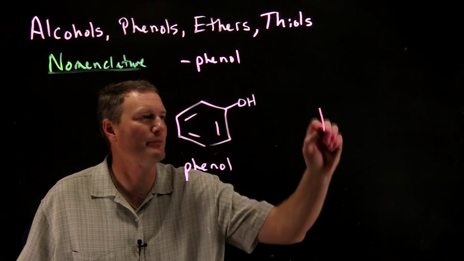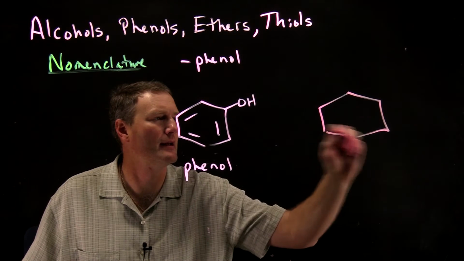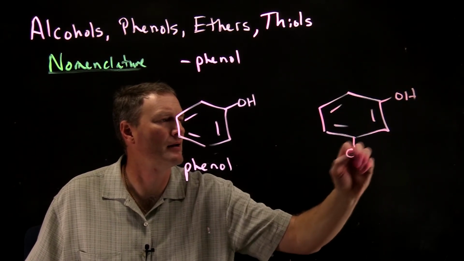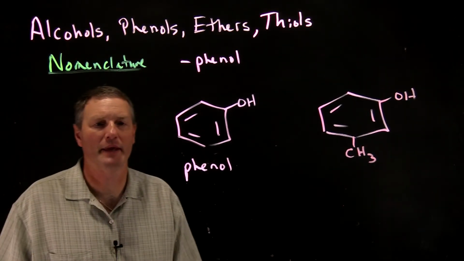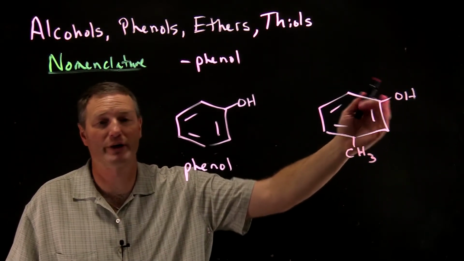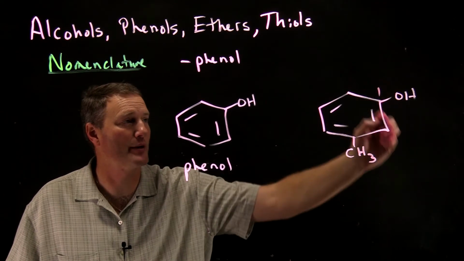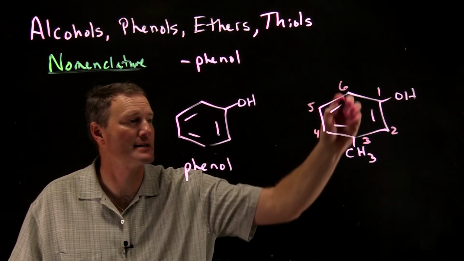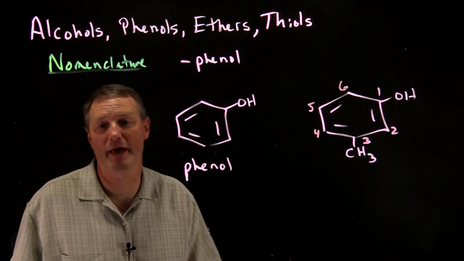So for example, if I had this compound, okay, again, as we talked about before, alcohols are going to take priority in naming and numbering, so I would number that carbon 1, 2, and 3, 4, 5, and 6. So this would now be 3-methylphenol.